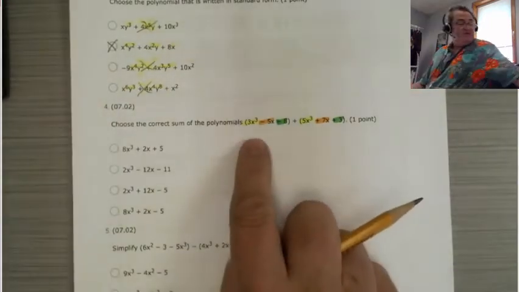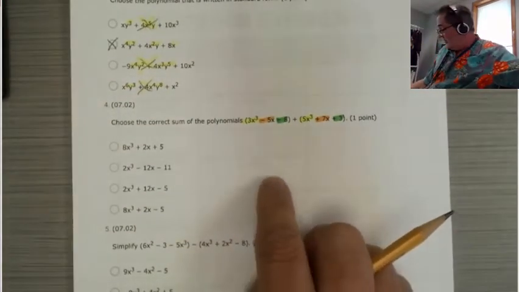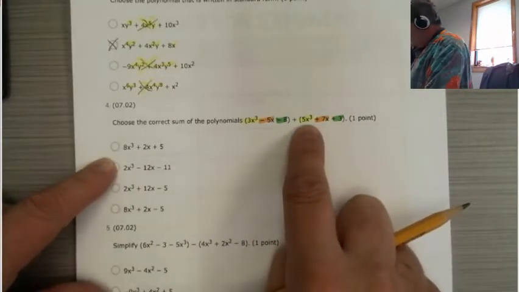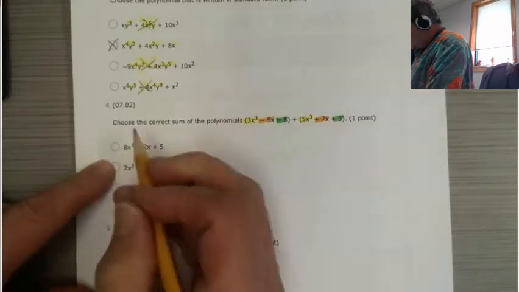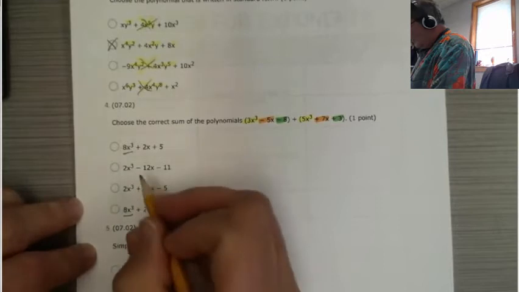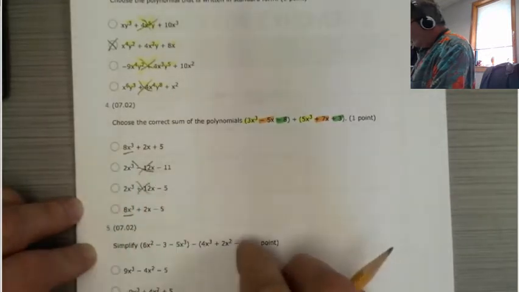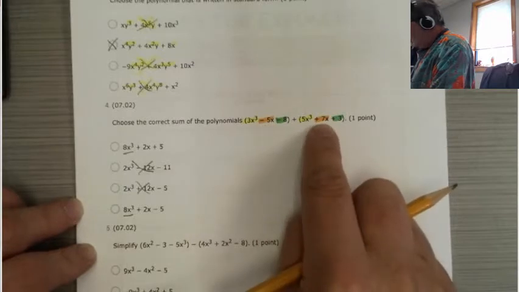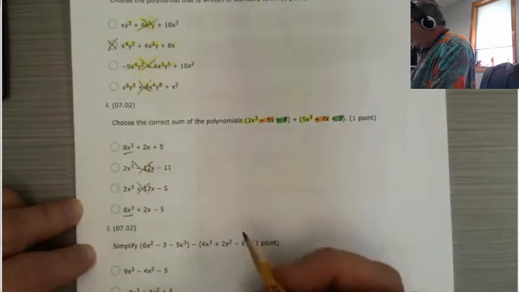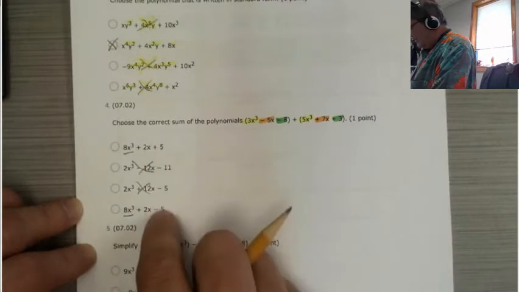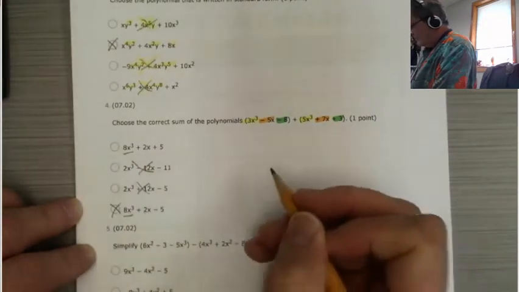So if we're adding those together, then we're looking at 3x to the third and 5x to the third. That's 8x to the third. So that's going to be this one or this one. Right off, we can rule out this one because we're adding negative 5x, positive 7x. Negative 5 plus 7 is a positive 2. These both have positive 2. Negative 8 plus 3, that's going to be a negative 5. It's got to be this one because this is a positive.